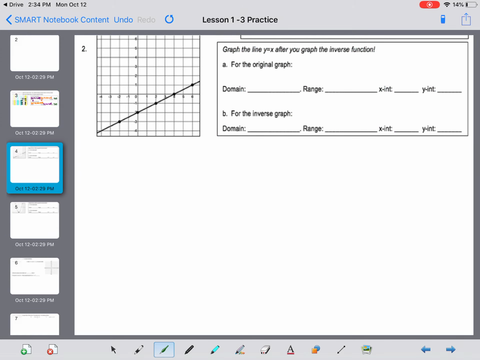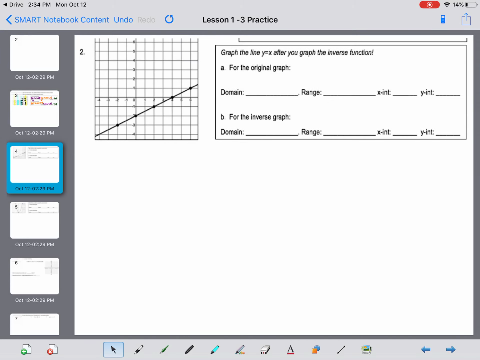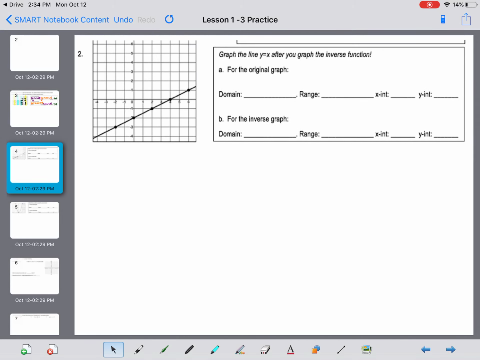If we take a look at 2, we are going to find the inverse of problem 2, and again, it might be helpful to write down the points. So this first point is at negative 2, negative 3. The next point is at 0, negative 2. The next point is at 2, negative 1. The next point is at 4, 0. And the last point's at 6, 1.